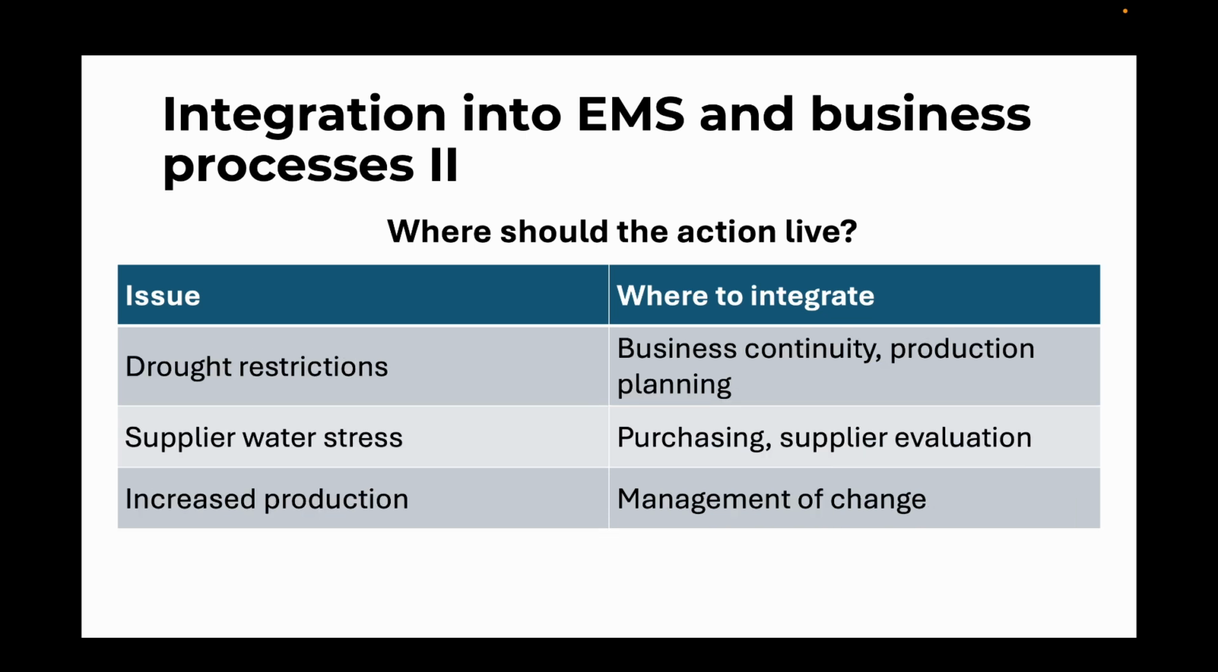If the issue is drought restriction, the action may belong in business continuity and production planning. And if the issue is supplier water stress, the action may belong in purchasing and supplier evaluation. And if the issue is increased production, the action may belong in management of change. So this is how the EMS becomes connected to the way the business works.